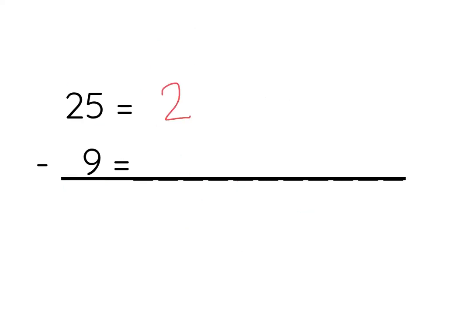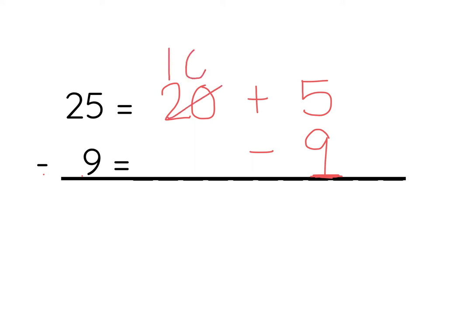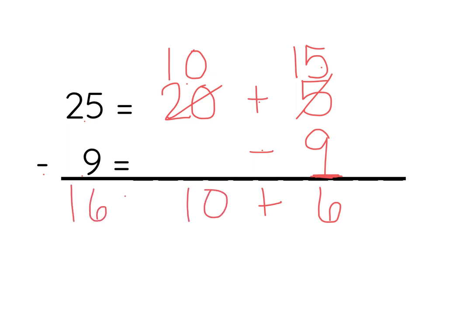25 subtract 9. 20 plus 5. Remember, we're going to take the 9 away from the ones column. We don't have enough ones, so we're going to take a 10 away from the tens column and give it to the ones column. We have now renamed 25 as a 10 plus 15. 15 minus 9 equals 6. 10, subtract that 0 that's there, is 10. 10 plus 6 equals 16.